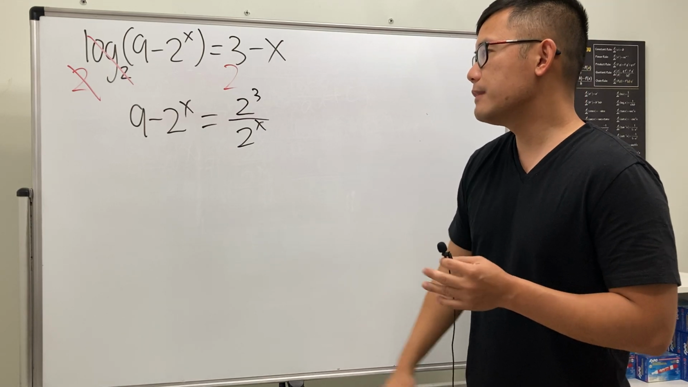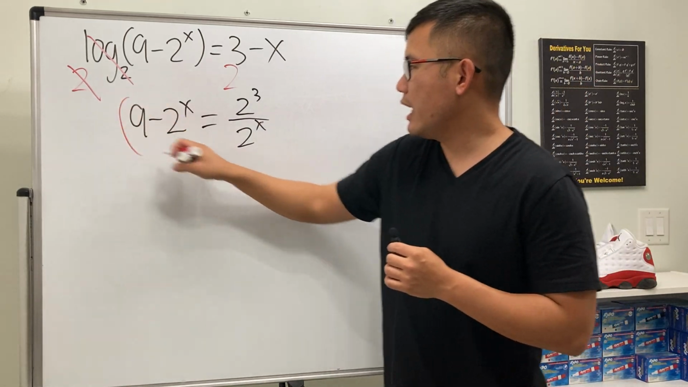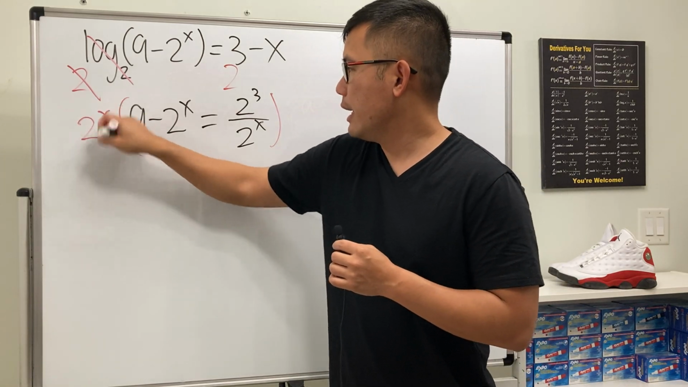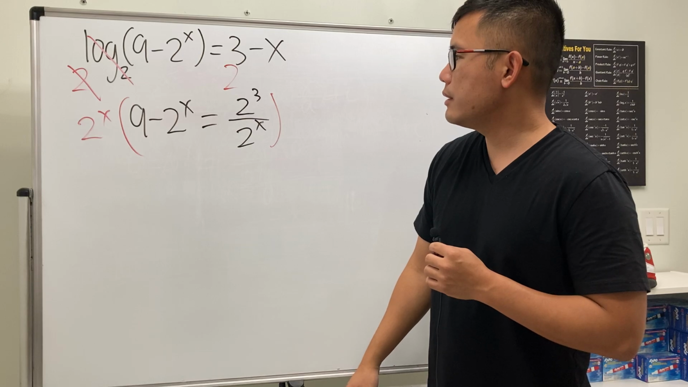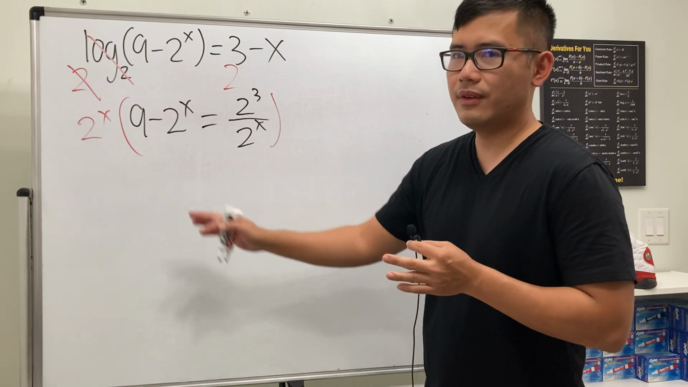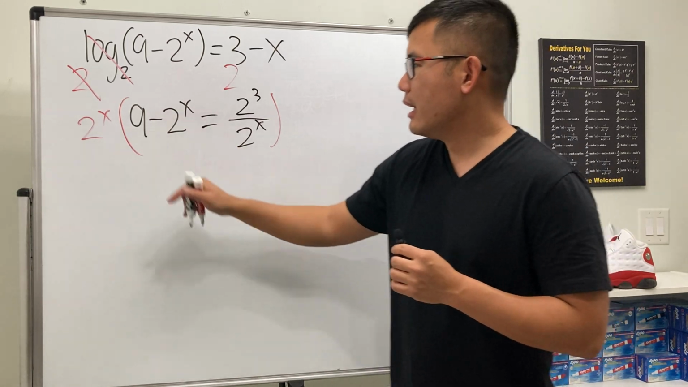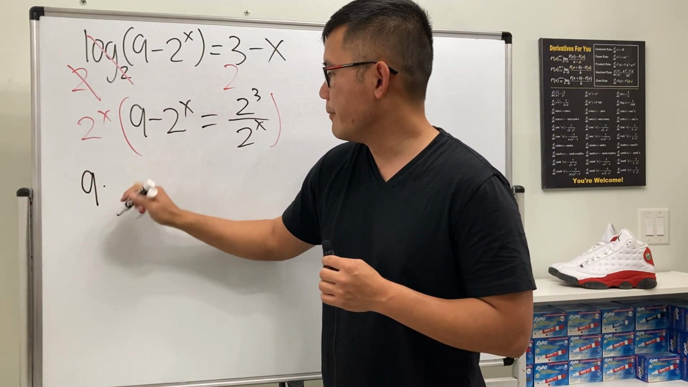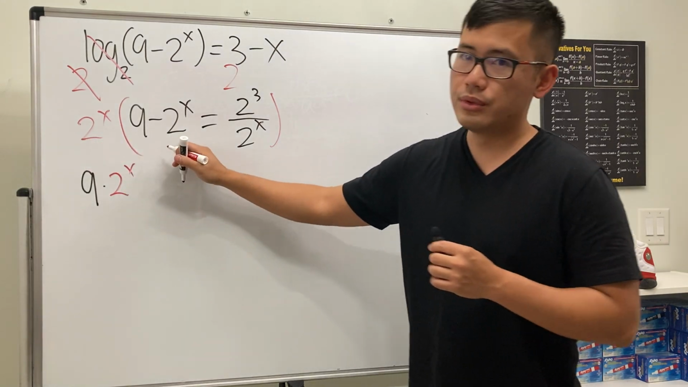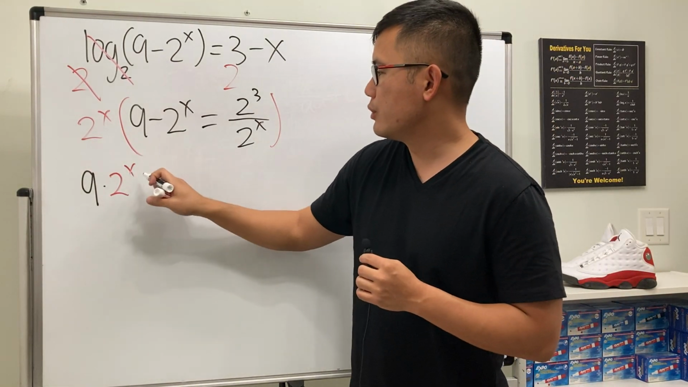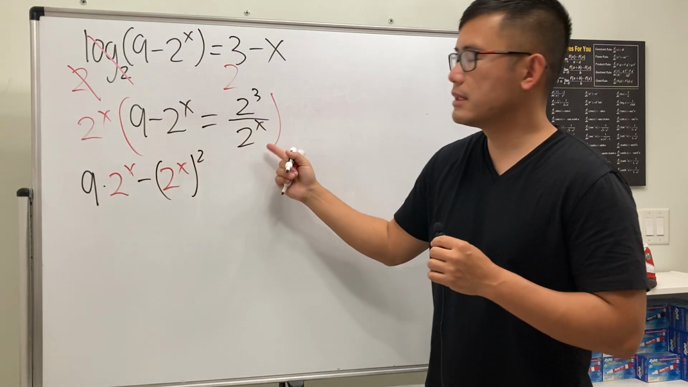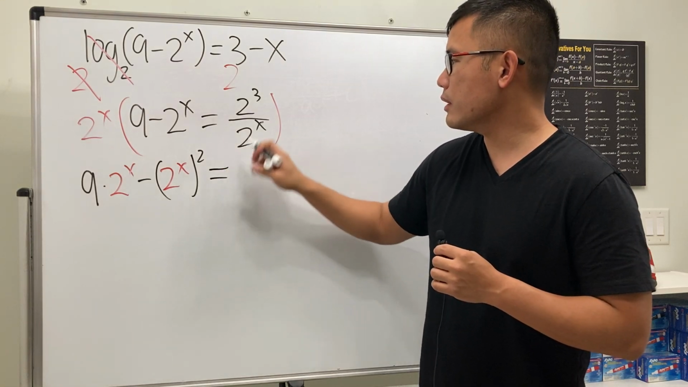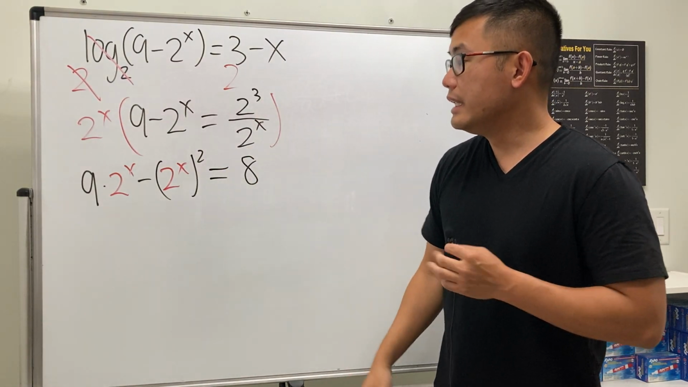And then let's just clean the denominator. So let's multiply everybody by 2 to the x. Let me put this down as 9 times 2 to the x, and then 2 to the x times 2 to the x is 2 to the x squared. So I'm just going to write it as minus 2 to the x, and then we square that. Finally, this times that, the 2 to the x will cancel, and we have 2 to the third power, which is 8.